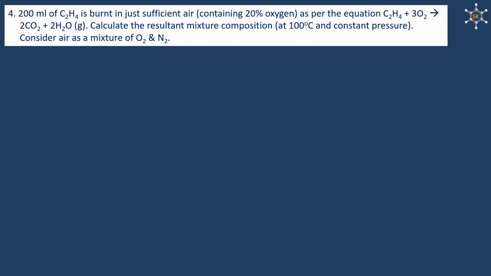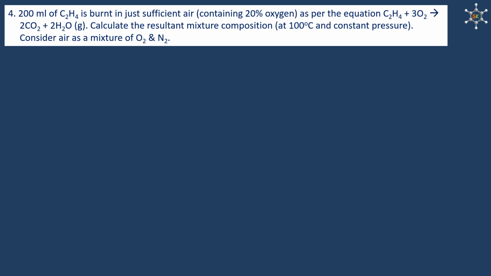200 ml of C2H4 is burnt in just sufficient air containing 20% oxygen as per the equation C2H4 plus 3O2 giving 2CO2 plus 2H2O. Calculate the resultant mixture composition at 100 degrees Celsius and at constant pressure. Consider air as a mixture of oxygen and nitrogen.